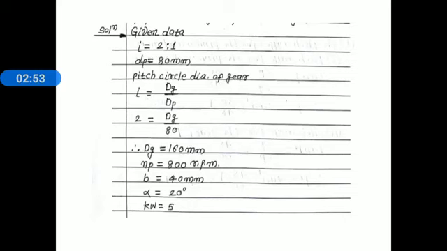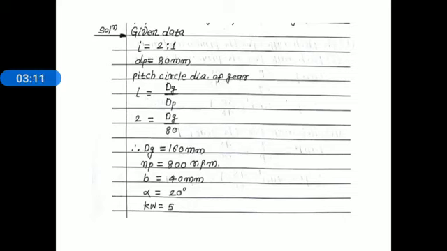Here speed of pinion is given 800 rpm. Face width is given 40 millimeter. Pressure angle alpha is given 20 degree. Power in kilowatt is equal to 5. Now this is the complete given data.